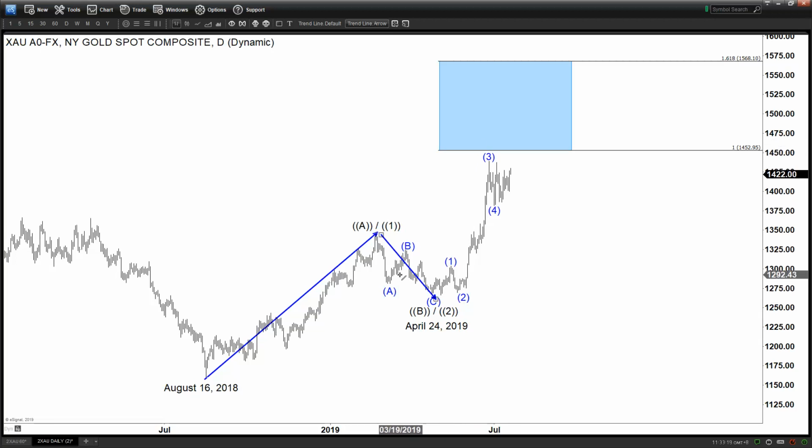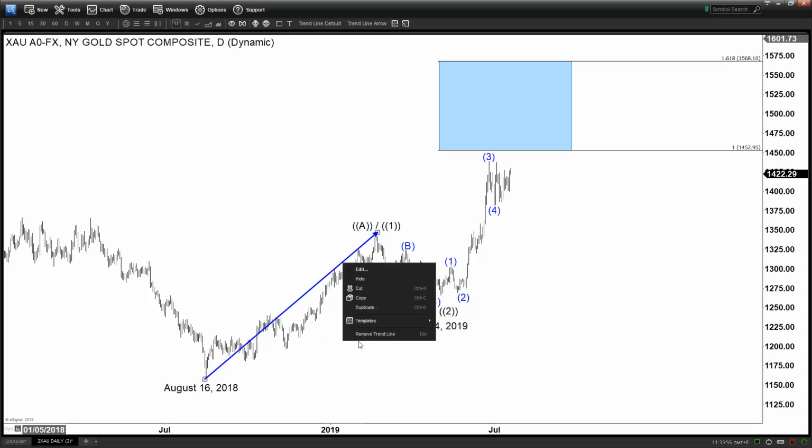And then secondly, the minimum target, if it is an ABC zigzag, is going to be 1450, which is the 100% extension, assuming that's a wave C, right? Assuming that's a wave C, then the minimum is 1450. Now that doesn't mean 1450 and then it's gonna crash or something like that. It just means that it still needs a little bit more upside in the shorter cycle, and that's all we care about, the short term, because we don't normally talk about long term in this video from the public. But short term we are looking for at least 1450, right?